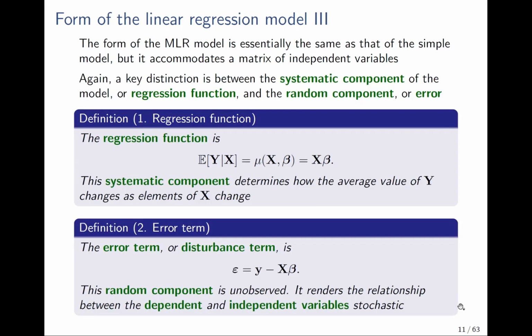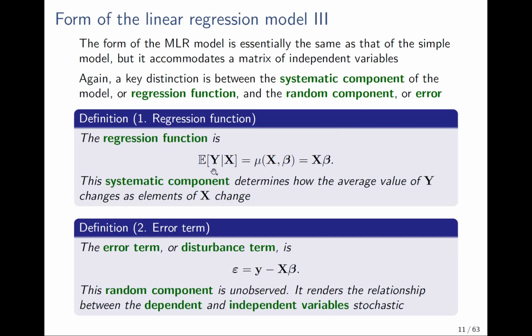So what you can see is that the form of the multiple linear regression model is essentially the same as that of the simple model, but it allows us to accommodate a matrix of independent variables rather than just a single one. Again, a key distinction we need to make right at the start is between the systematic component of the model, or the regression function, and the random component, or error. So we're going to have to repeat some definitions that we got last week, but we do so in the context of the multiple linear regression model, and we do so using matrix algebra.